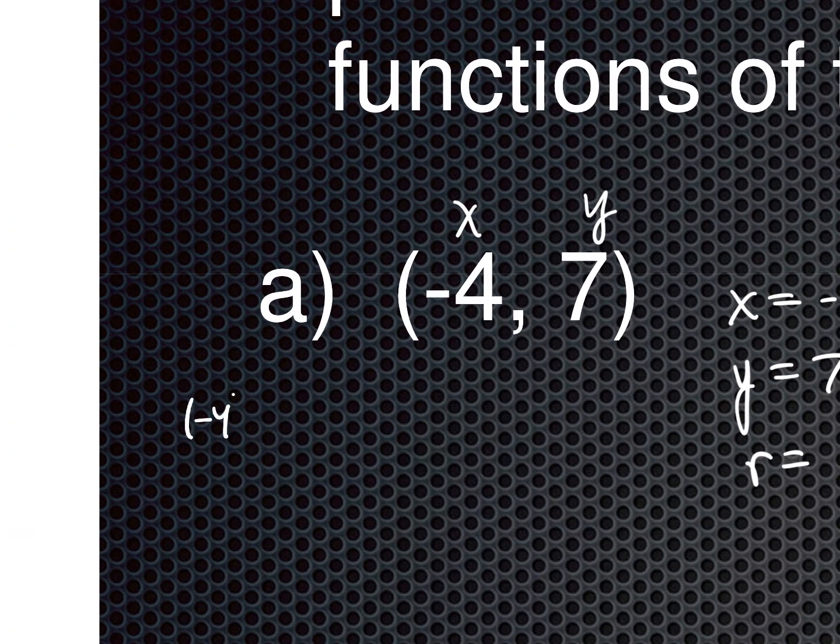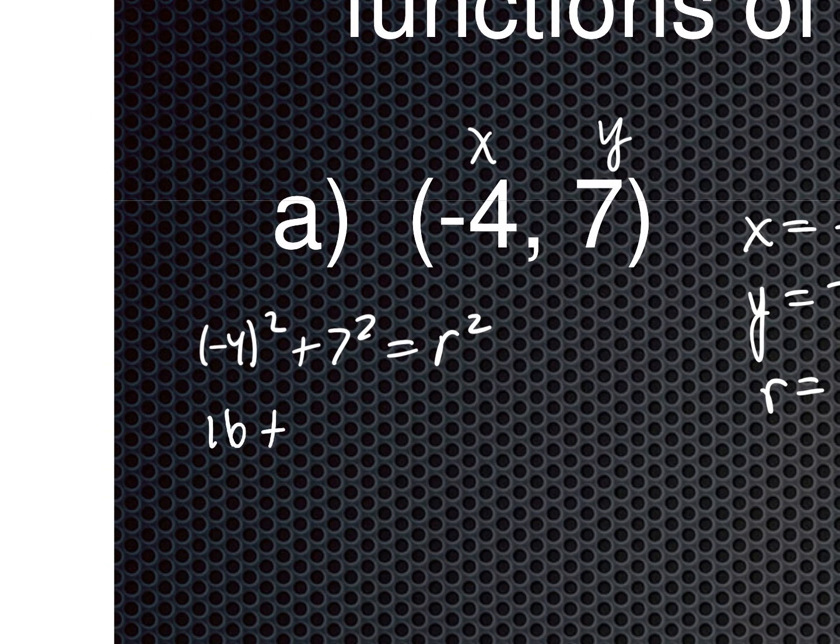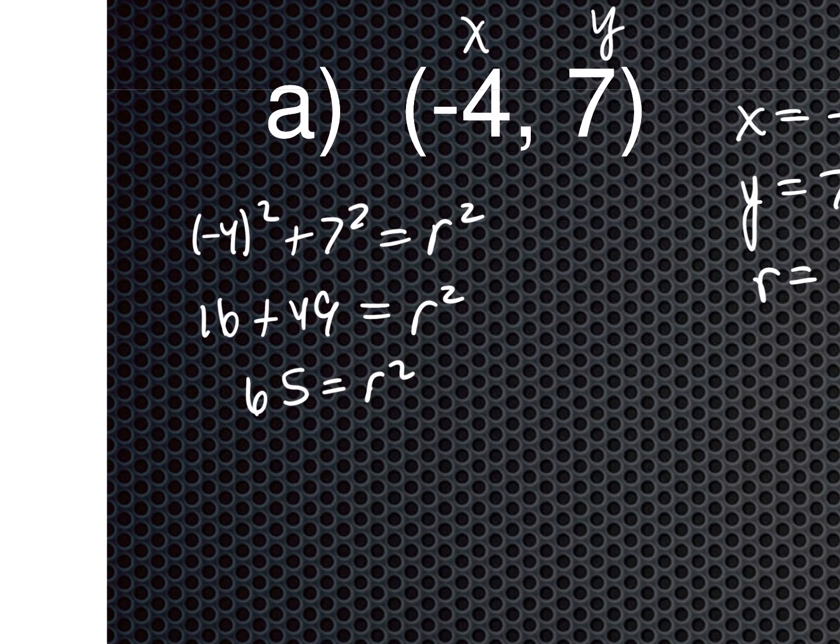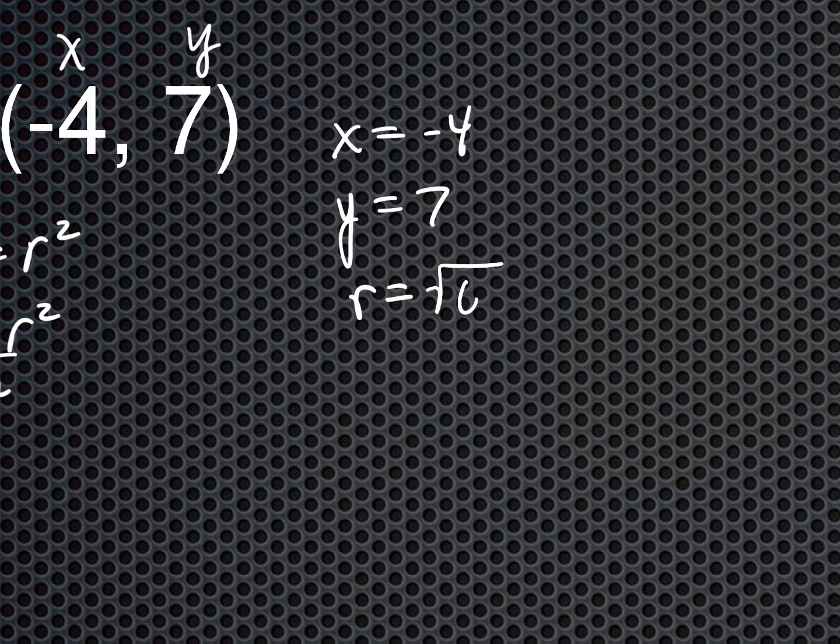Okay, so negative 4 squared plus 7 squared equals r squared. 16 plus 49 equals r squared. What's 16 plus 49? 65 equals r squared. And then how do I find just r? Square root. Can I break down 65? No. 65 divided by 5 is 13. That's not going to help us any. So r is the square root of 65.